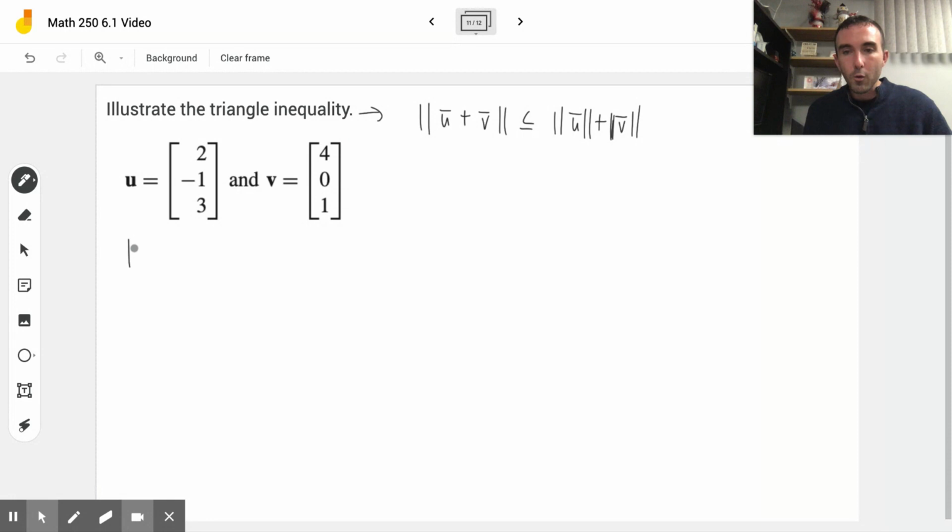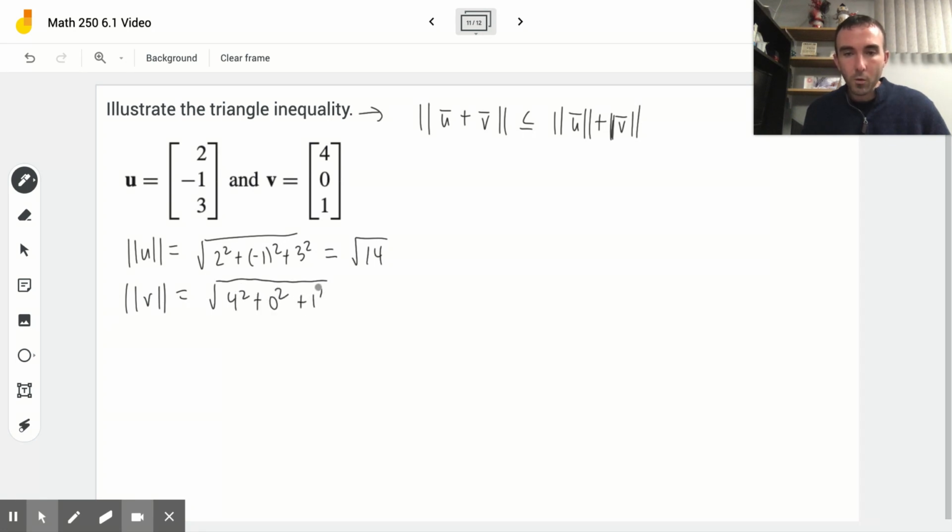So for the norm of u, that would equal the square root of 2 squared plus negative 1 squared plus 3 squared. So I have 4, 1, and 9. That adds up to 14. So the norm of u is radical 14. The norm of v is the square root of 4 squared plus 0 squared plus 1 squared. That's radical 17. For the norm of u plus v, these should have radicals over them too.